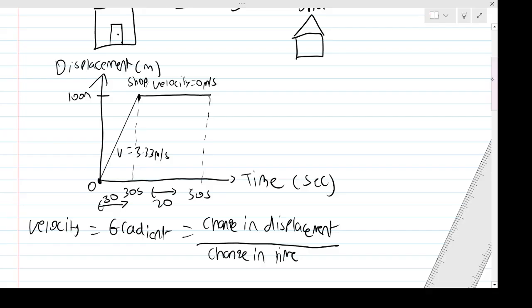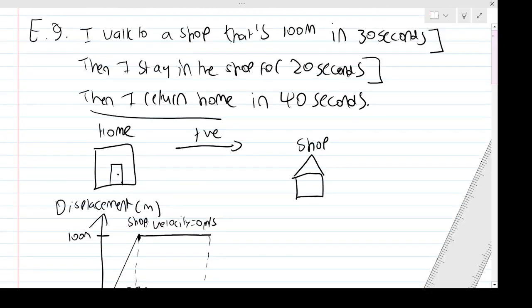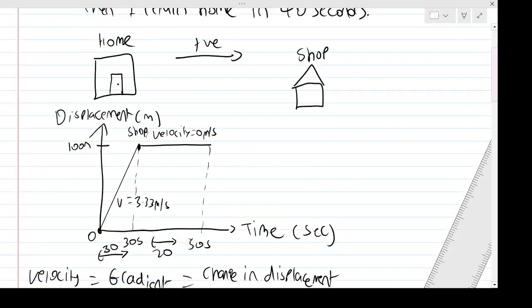Okay, now for the final part, we have I return home in 40 seconds. So after I leave the shop, at this end point here, that's when I leave the shop. And then for the final part, if I extend my graph, there we are. So we have time here. So in 40 seconds, if I add 40 seconds onto 50, I get 90 seconds. So then that would be 40.